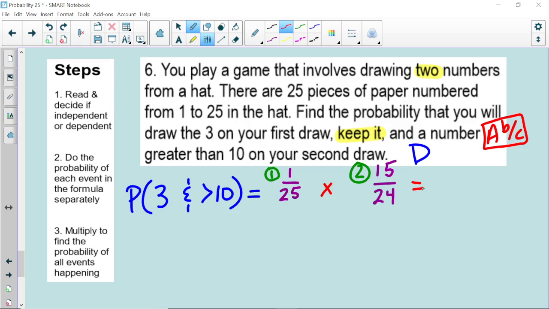Need a couple more thumbs up. We got our answer. Okay, what do we get as our answer? 1/40. So 1 chance out of every 40 attempts, we're getting that 3 and then a number greater than 10.